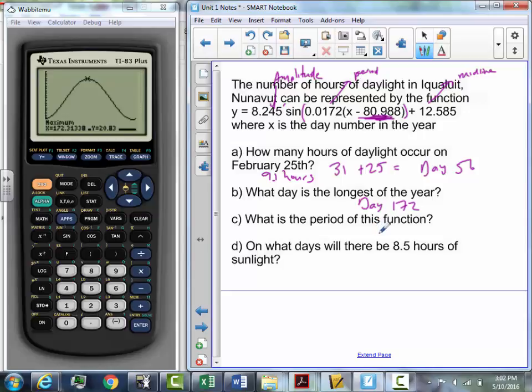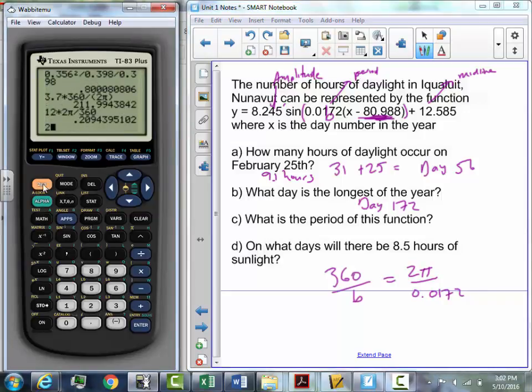Part C, though, you can't use your graphing calculator nearly as easily, because in order to find the period we'd need to know when the top meets the next top one. And I have a better idea. There's a formula for period. Take 360 and divide by whatever that b value is. This number right here is b. Only we're not working in degrees, we're working in radians. So that formula off your sheet is take 2 pi and divide by 0.0172. 2 pi divided by 0.0172, shockingly, is 365.